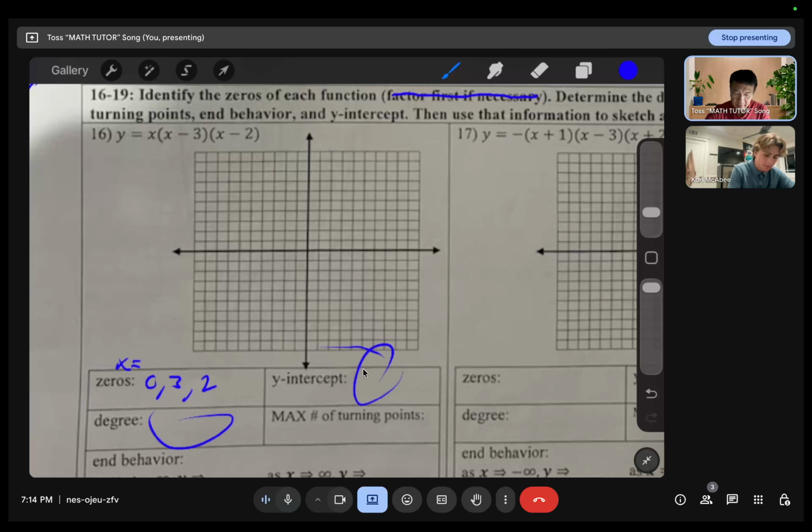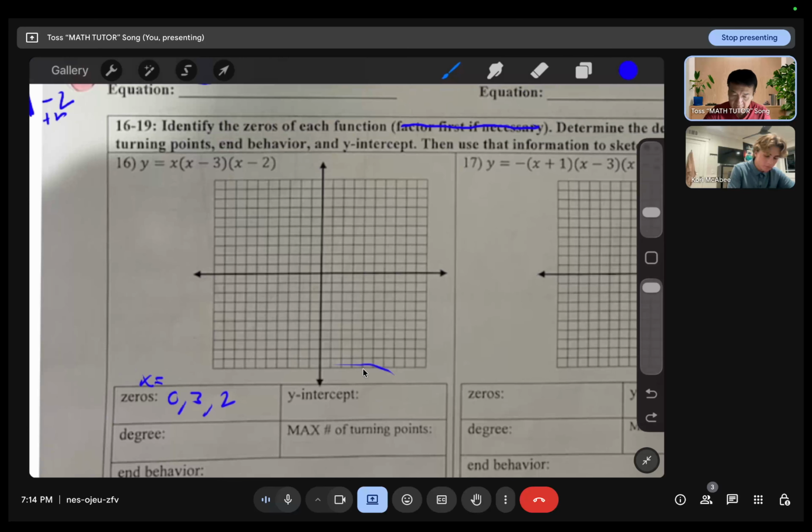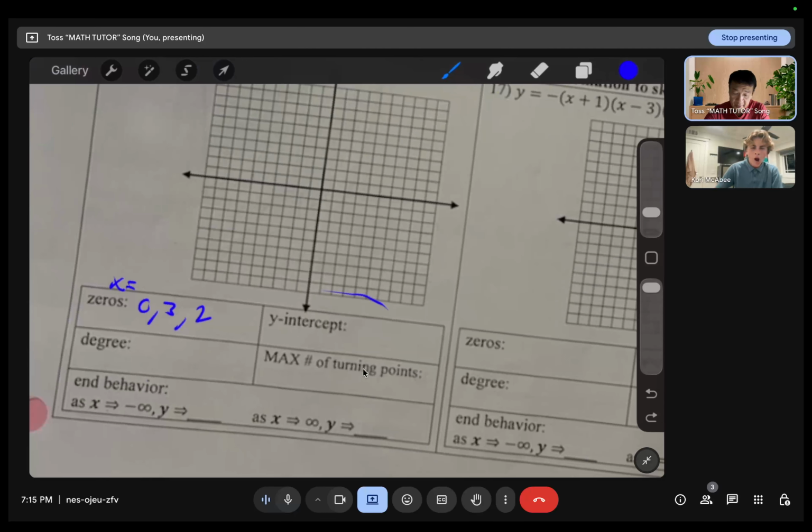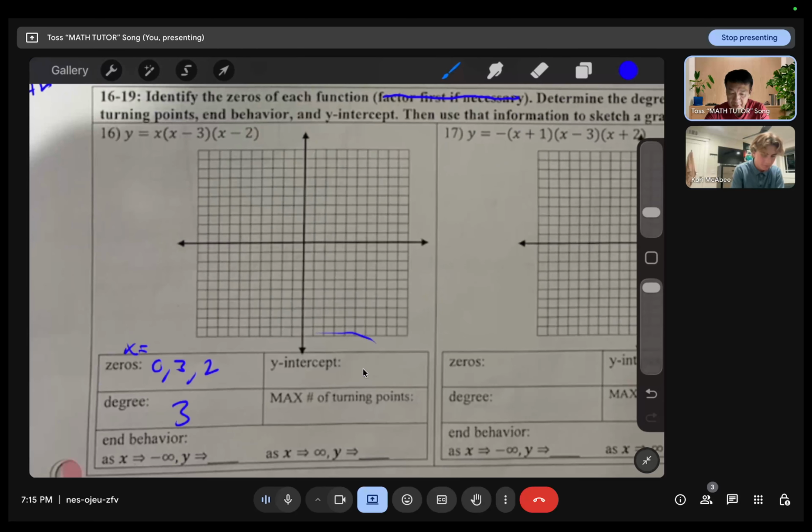Degree. I can do any order here, but I guess degree is easiest and fastest. If you want to multiply all this together, normally you'd distribute, foil it first, then times it by x. The highest power will be 3. Whatever the highest power of the polynomial is, that is called the degree. So that's 3.